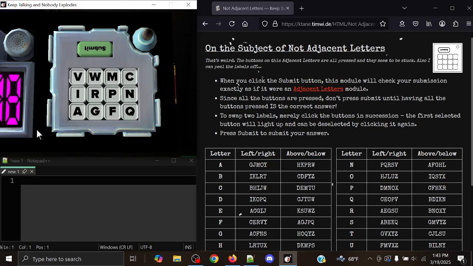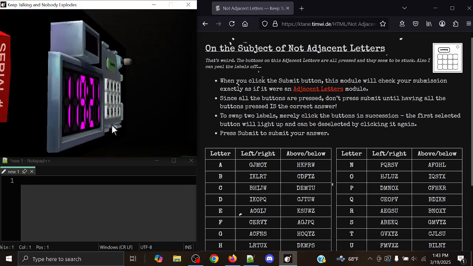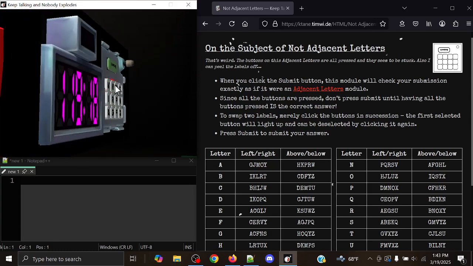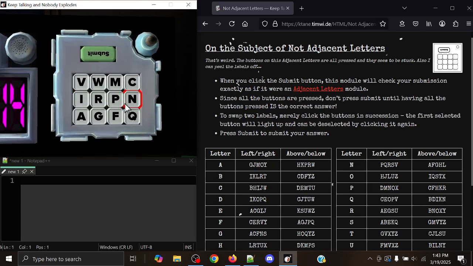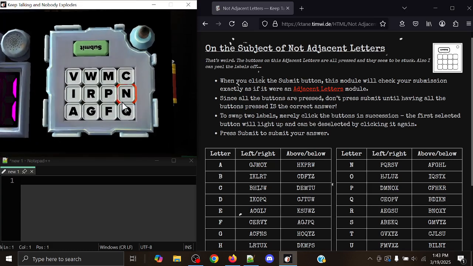So today, we're going to be taking a look at a very tricky module, but based off of an old classic, Adjacent Letters. The difference that makes this a "Not" module is, for starters, the submit button is currently upside down, based off of the text being upside down, of course. And also, if you take a look, the buttons that you normally press up or down are actually all pressed down, and that's going to have to do something with the way that this module works. So, since all the buttons are pressed, don't press submit until having all buttons pressed is the correct answer.